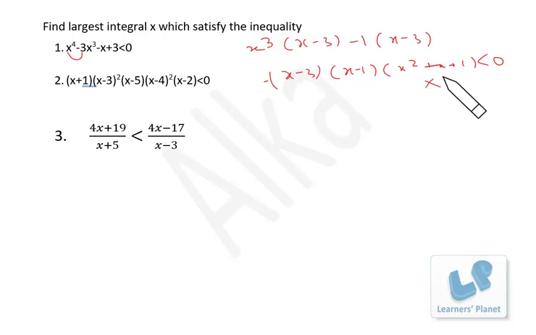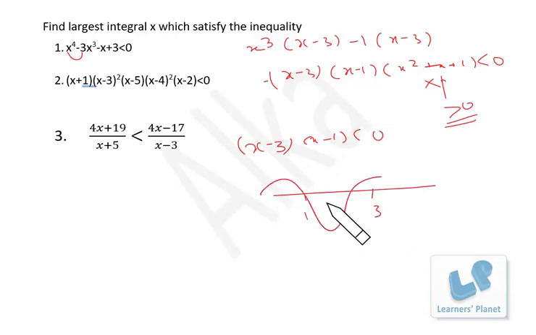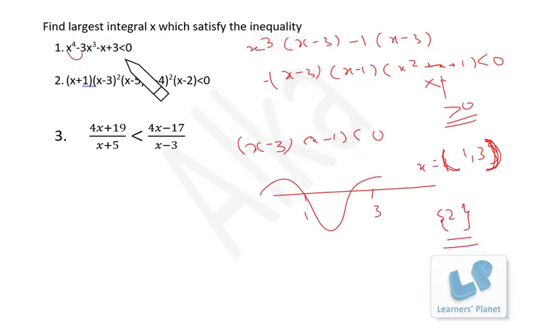This will always be positive because for x square plus x plus 1, b square minus 4ac, the discriminant, will be negative, so this is always positive, right? So this expression is always greater than 0. Now we just have to solve x minus 3 times x minus 1 is less than 0. So x should be between 1 to 3. Okay, none of them is included. But we have been asked the integral value of x, so we just have one integral value of x between 1 and 3, that is 2. So just a single solution for which this expression is less than 0.